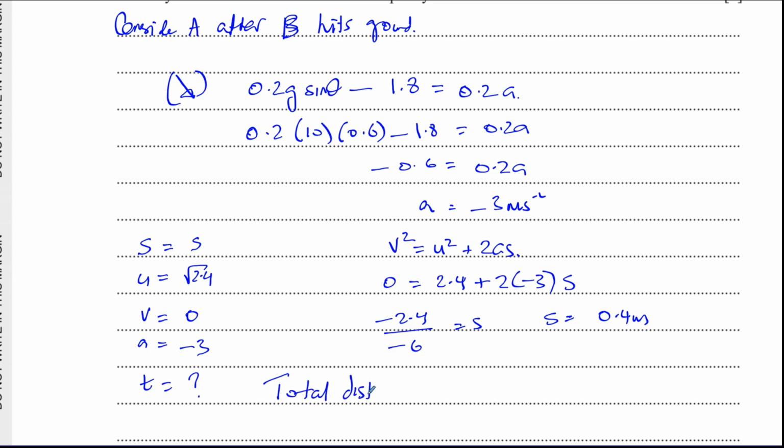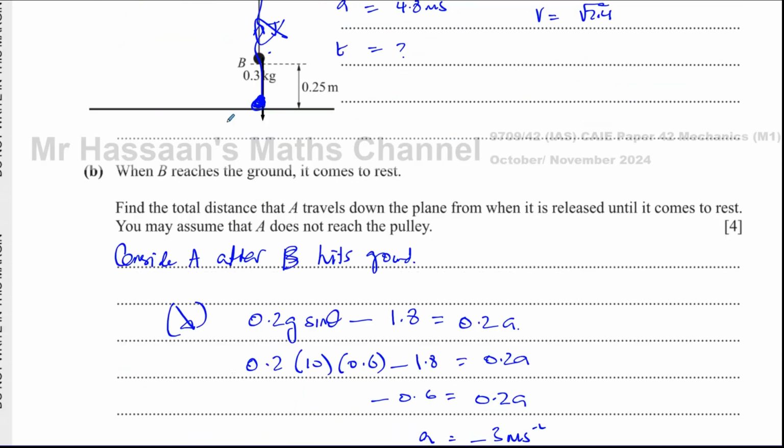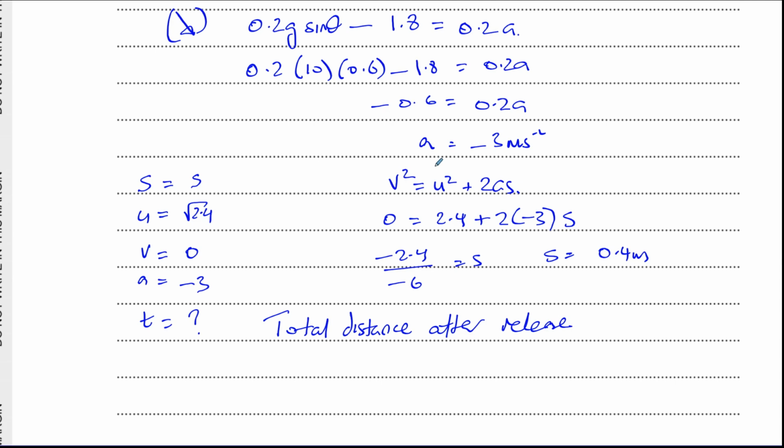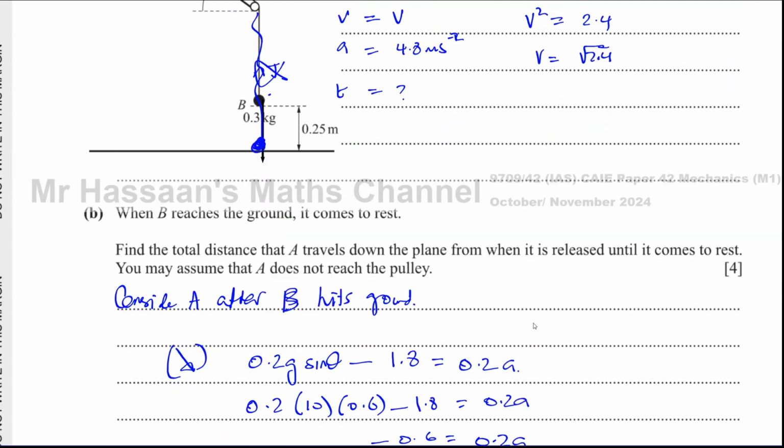Total distance, okay, after release. So that means right from the beginning, we know it's moved 0.25 meters and then a further 0.4 meters. So it's 0.25 plus 0.4. This is before B hit the ground, and this is after B hit the ground. That gives you 0.65 meters, and that's the answer to question part B, and that completes this question.